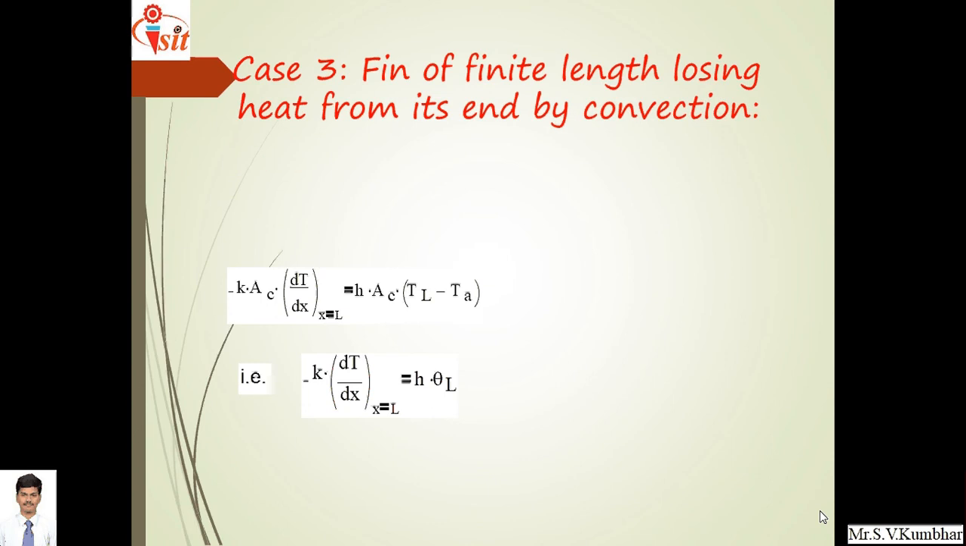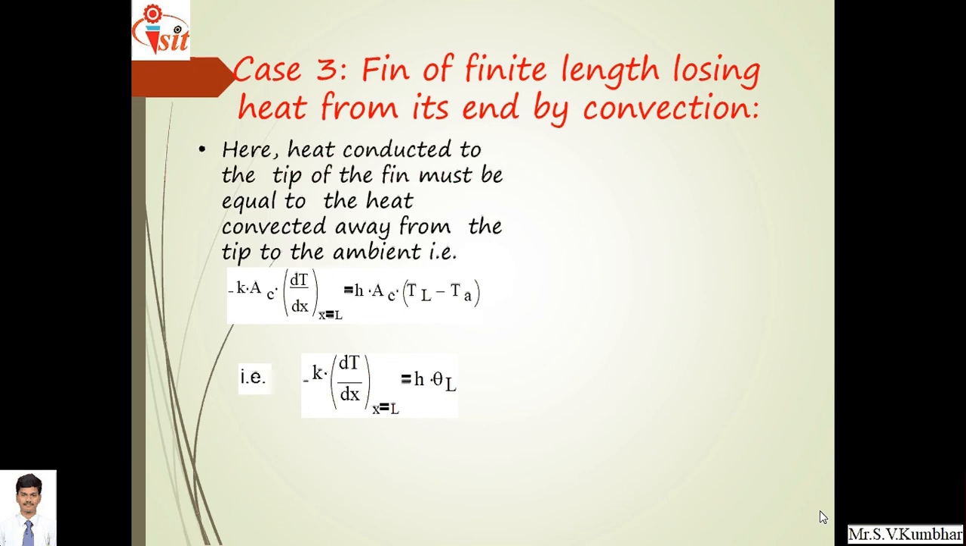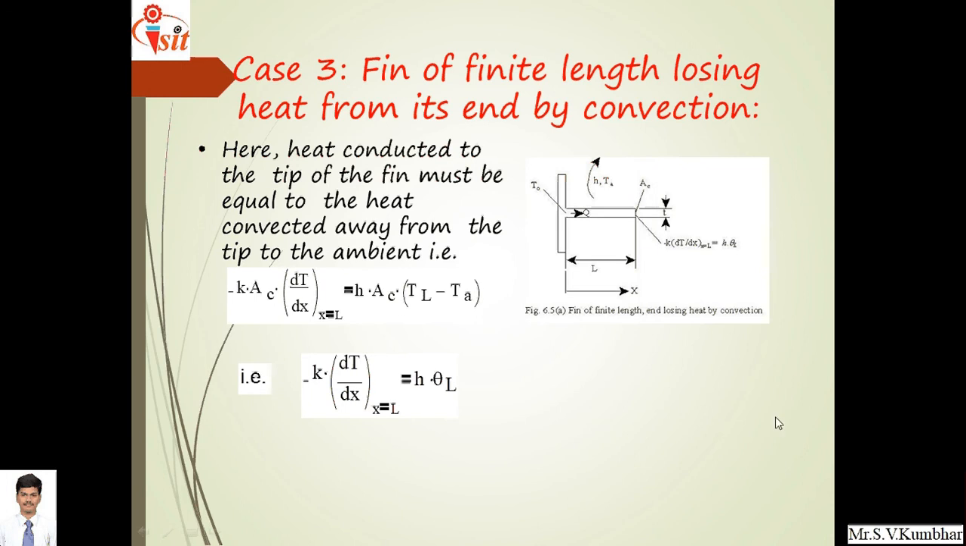So, in earlier video lectures, we have studied two derivations. One derivation was based on an infinite length of fin, and the second derivation was related to a fin insulated at its tip. So this is the third derivation. We will continue with a fin of finite length losing heat from its end by convection. Means when the fin tip is there, heat will be directly convected to ambient temperature. So observe this figure. In this figure, from this end the heat will be directly convected to ambient temperature.